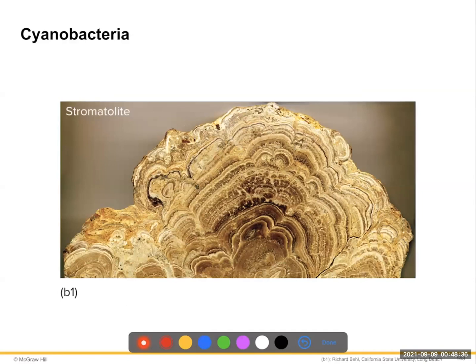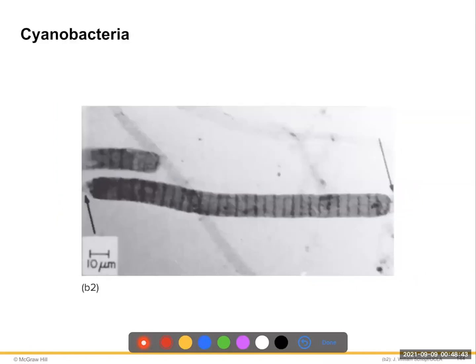And this is a stromatolite pattern with different layers, basically. This is what they look like. You see this striated pattern in them.